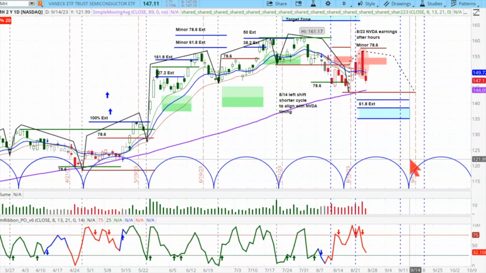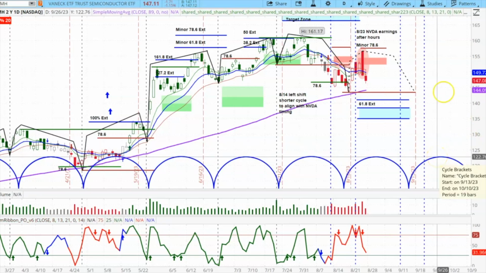And this low right over here is expected mid-September, and then this low right over here is expected to be in that next cycle somewhere around mid-October.